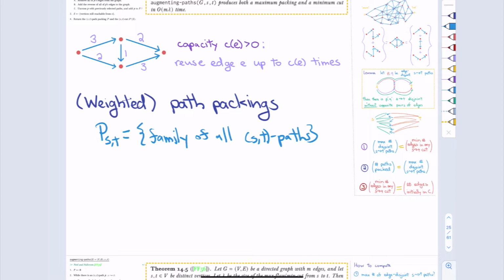Okay, this is more conceptual. So I might define a path packing as a set of weights, probably mostly 0, but I assign non-negative weights, a non-negative combination of S to T paths. So it could be 0.1 of this one, 0.2 of that one, 0.3 of the next one, and 0 for the rest. Probably you'll just have a small set of paths in your combination. Everything else is by default 0.